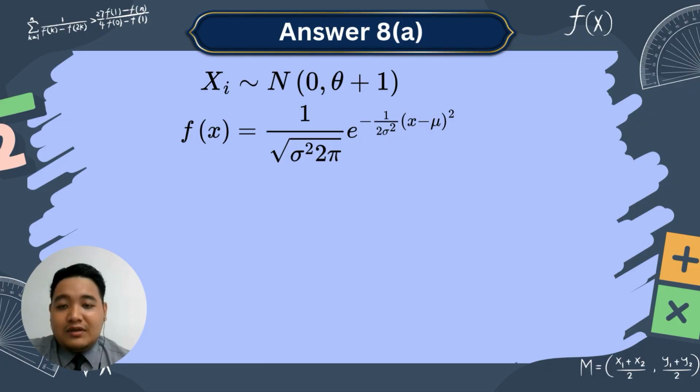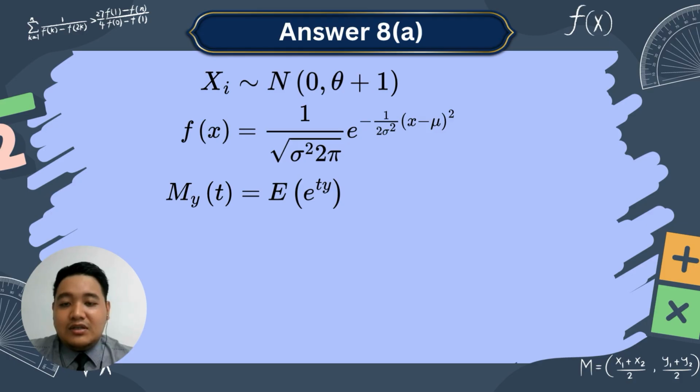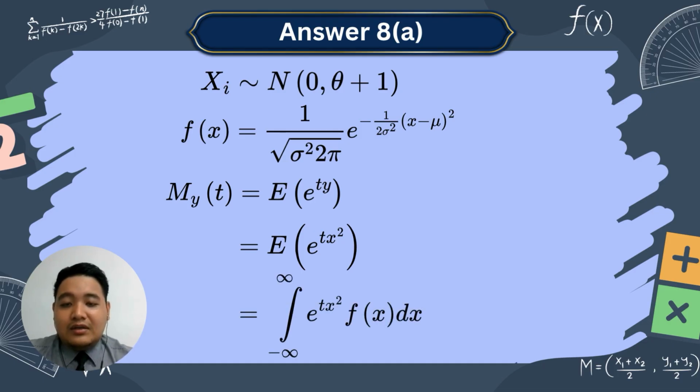Then we find the distribution function of X: f(x) equals 1 over the square root of 2 pi sigma squared, times exponent to the power of negative 1 over 2 sigma squared times (x minus mu) squared. Now we can find the moment generating function of Y. The moment generating function of Y is equal to the expected value of exponent to the power of tY. Then we substitute Y equal to X squared into the equation. In order to find the expected value of exponent tX squared, we need to integrate exponent tX squared times f(x) dx from negative infinity to infinity.